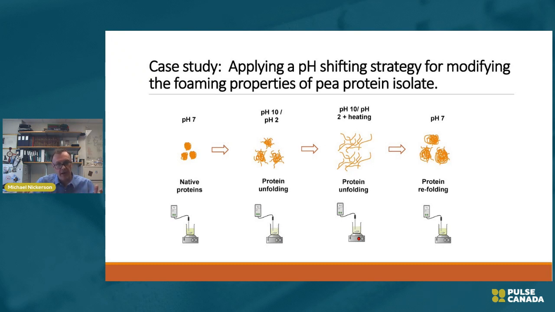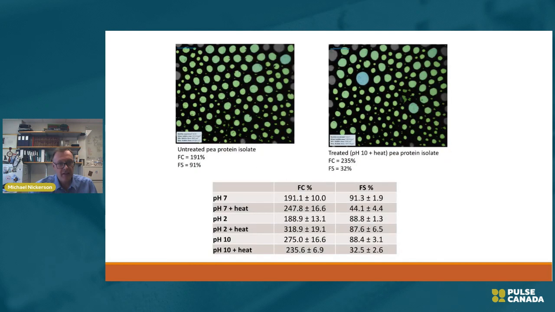We're looking to modify the protein using a pH shifting approach. So we're just changing the structure of the protein, right? So we're unraveling, exposing more groups to try to enhance that functional property of the ingredient. But when we look at the foam microstructure, on the left, we have untreated pea protein isolate. On the right, we have a pH treated pea protein isolate. And going left to right, we can see an increase in foam volume. So we can enhance that foam capacity and the foam produced.